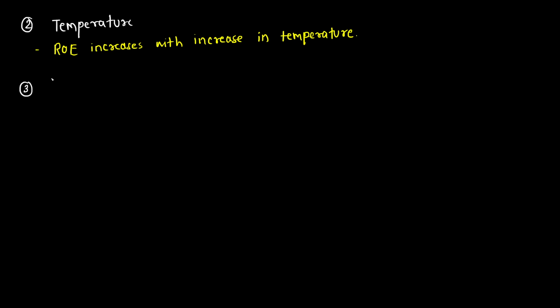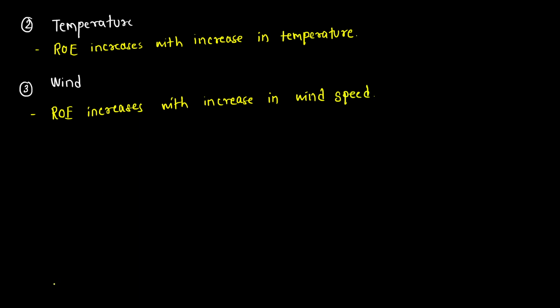Then the third one is wind. So how does the wind affect the rate of evaporation? If the wind speed increases, we can write that the rate of evaporation increases with increase in wind speed. Okay, the next parameter is atmospheric pressure.